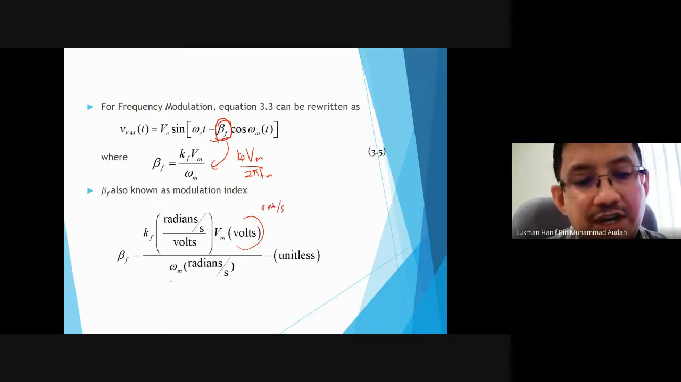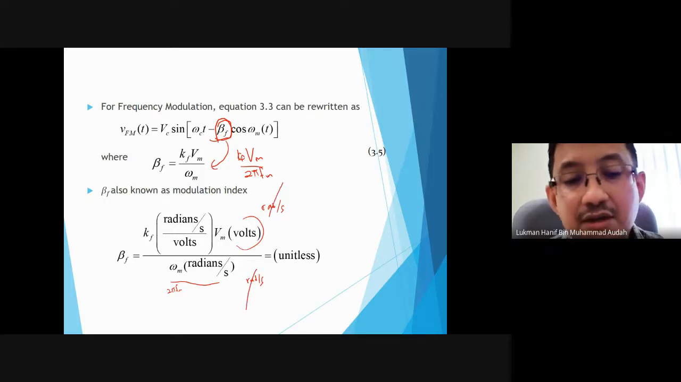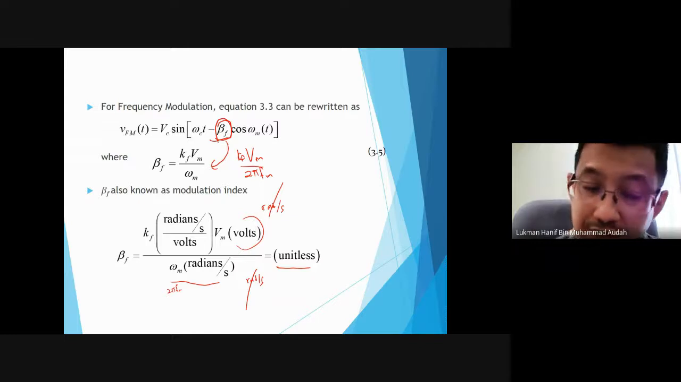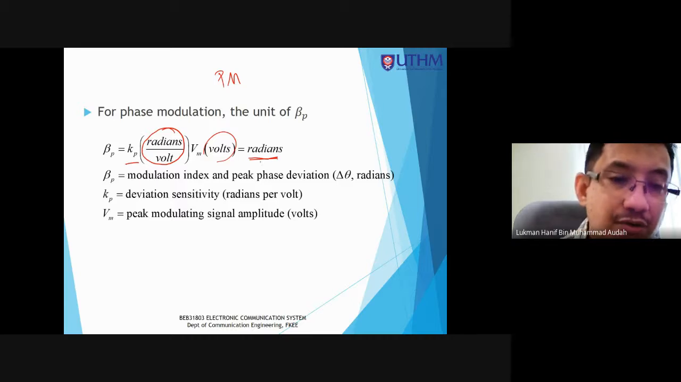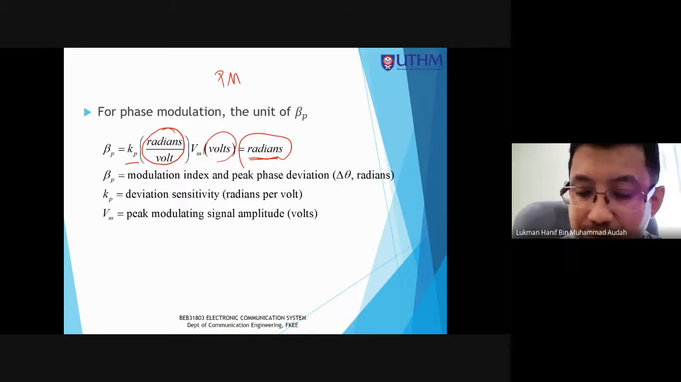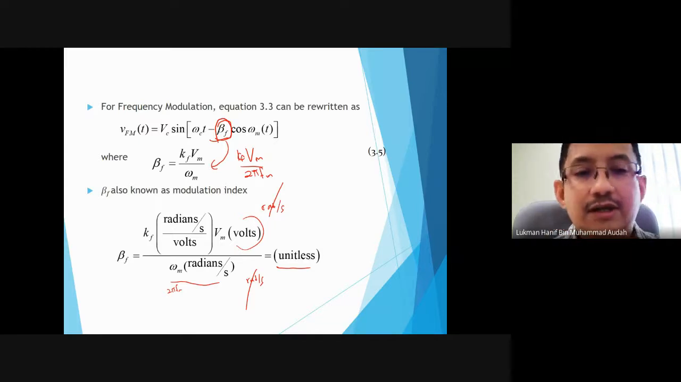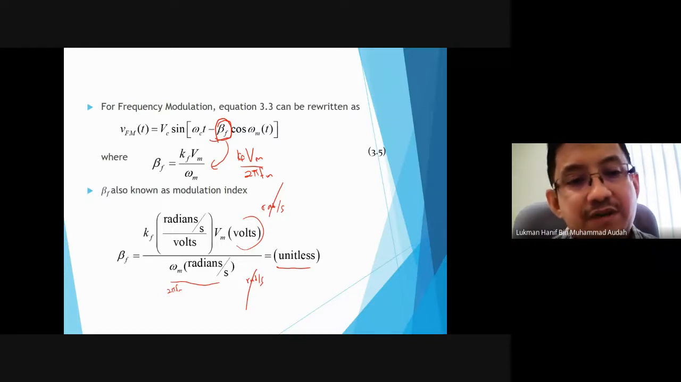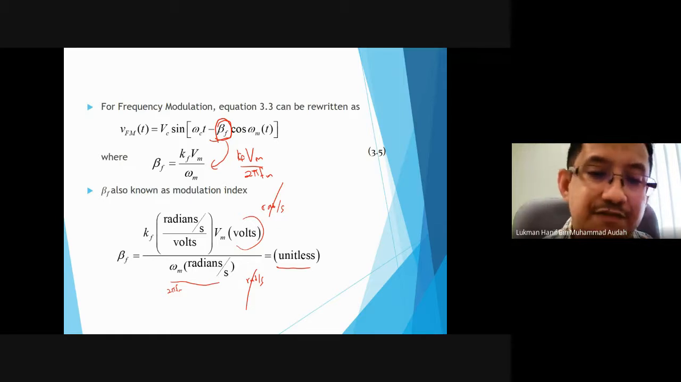Okay. Divide with omega m. Omega m is 2 pi fm. So this is radian per second. So radian per second over radian per second. So beta f doesn't have a unit. Berhati-hati. Tadi beta p has a unit, radians. But for beta f, there's no unit. It's a unitless parameter. Okay. So beta f in this example is equal to kf Vm over 2 pi Fm.